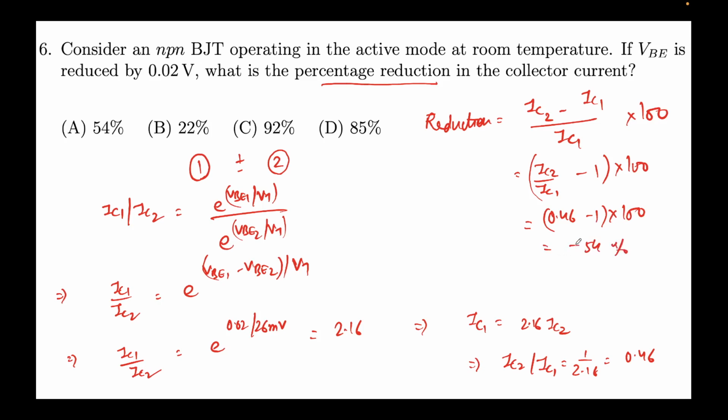What does the minus sign denote? The minus sign denotes that IC2 is less than IC1, which we expected, hence we are calling it a reduction. So we'll drop this minus sign because we've already included the term reduction. So the answer would be A, 54%.